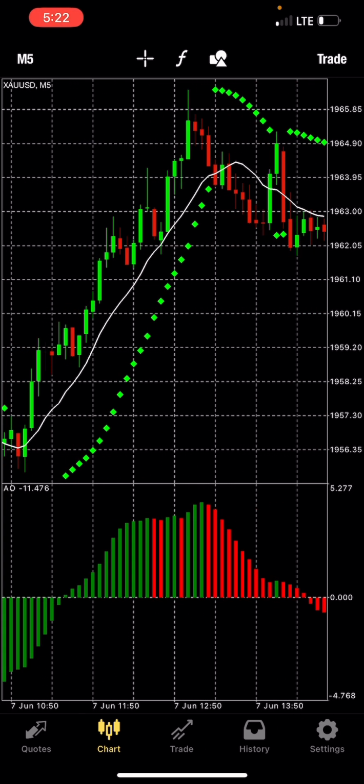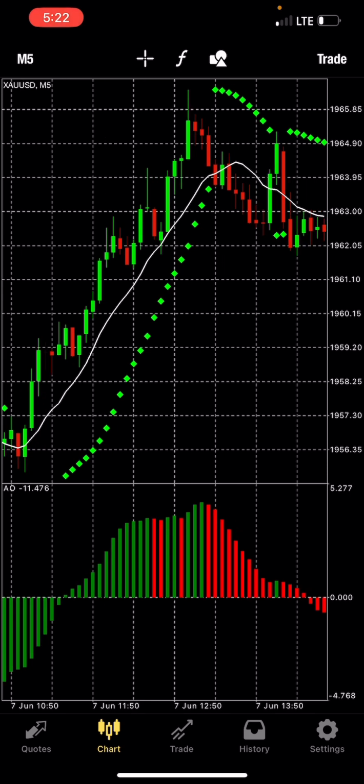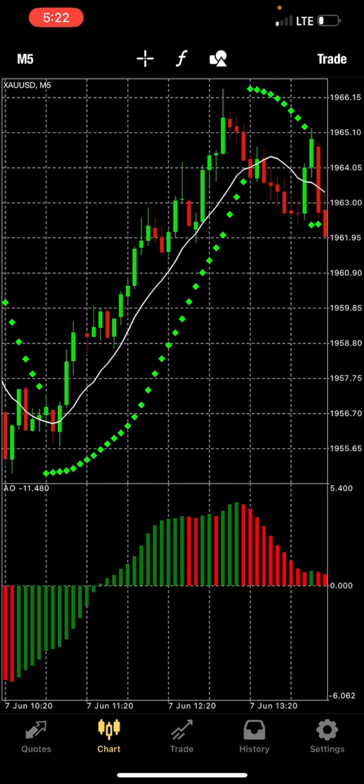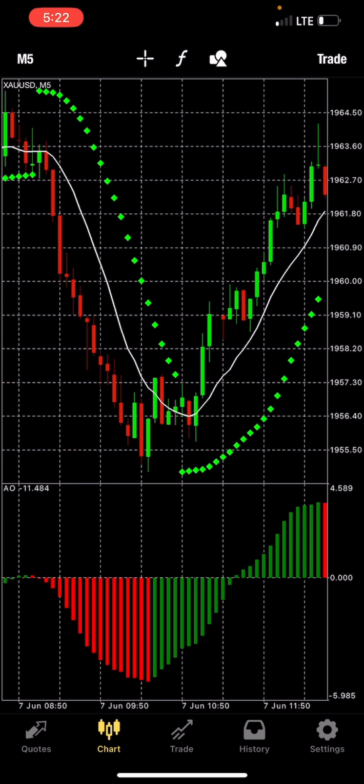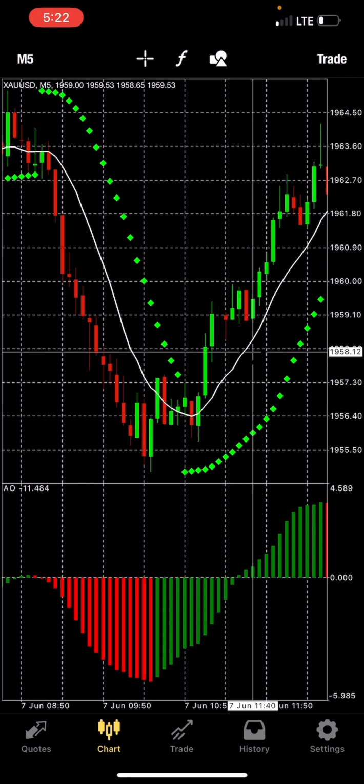We can look at more and more examples. You can see I didn't select the chart from anything. I just picked the chart randomly. I started from the current price and we are on XAUUSD. So this strategy works on any forex pair, understand? It works perfectly. But if you want to maximize it, don't go above the 5 minute time frame, guys.